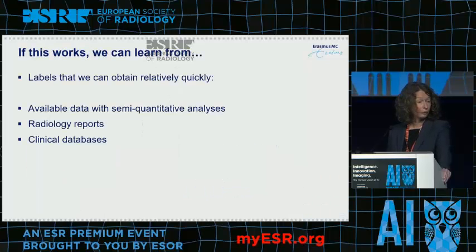Now, if we can learn from such weak labels, we can learn from labels that we can obtain relatively quickly, for instance, already available data with semi-quantitative analyses or radiology reports or clinical databases. So it will be much easier to develop AI systems for many different tasks.